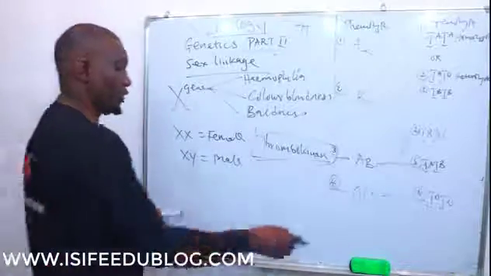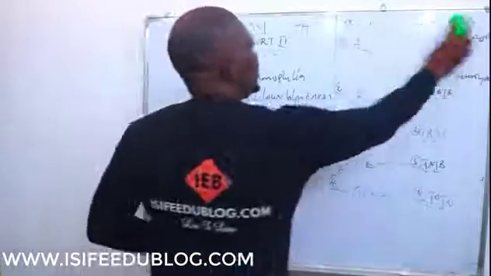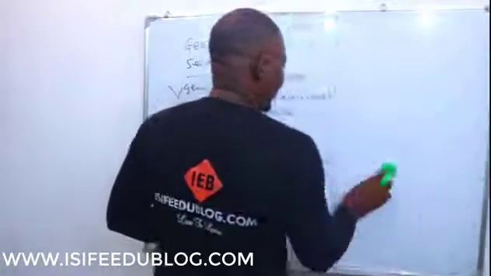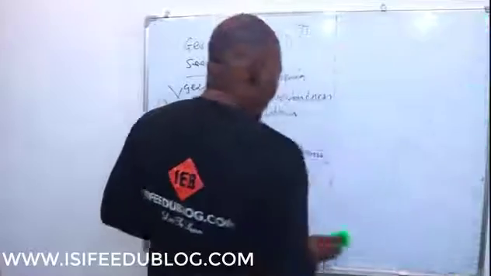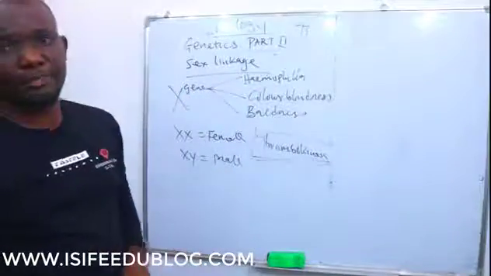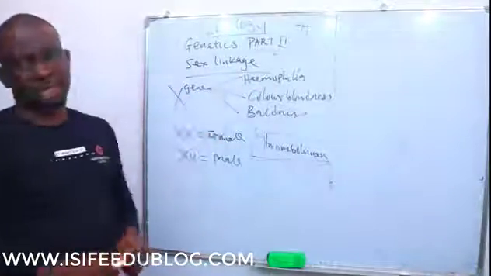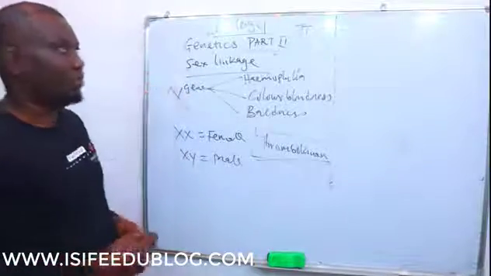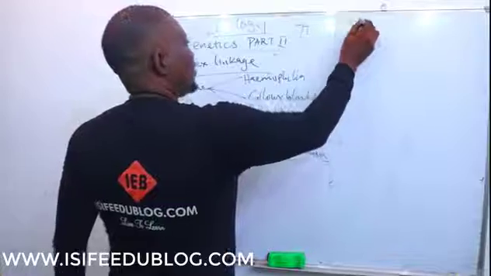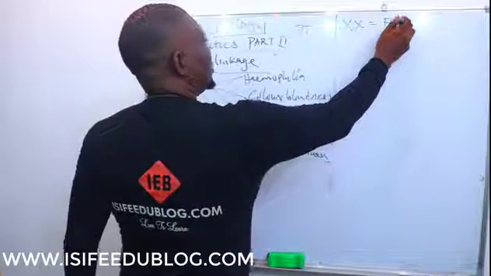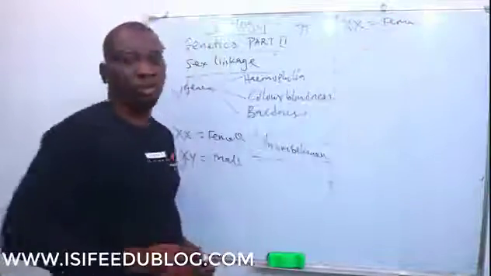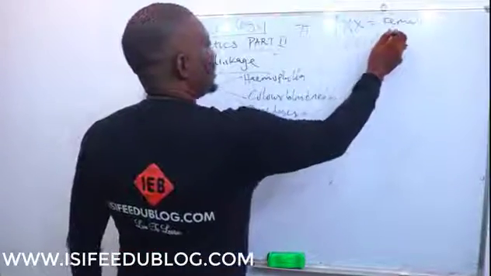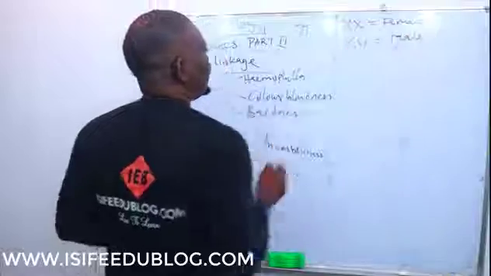So what we'll do now is look at some of the important factors we need to consider in the inheritance of sex linkage. Since I told you that these genes are found on the X chromosome, please take notes. XX is the sex chromosome for female, and then XY is the sex chromosome for male.